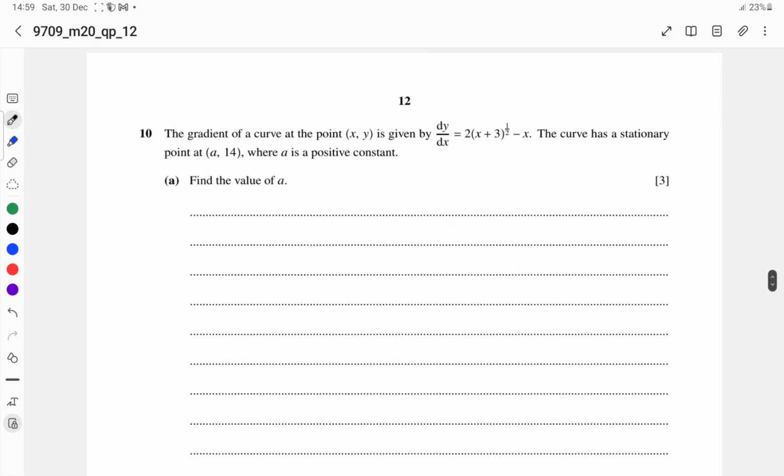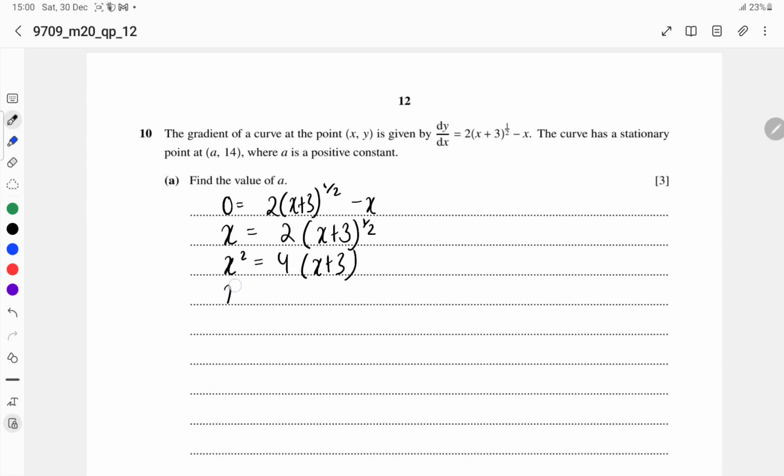The gradient of a curve at the point (x, y) is given by dy by dx equals 2 times (x plus 3) to the power of 1 by 2, minus x. The curve has a stationary point at this, where a is a positive constant. So we need to find the value of a. A stationary point is given wherever dy by dx is equal to 0. So 0 equals 2 times (x plus 3) to the power of 1 by 2 minus x. So this means that x should be equal to 2 times (x plus 3) to the power of 1 by 2. Let's square on both sides to get x squared equals 4 times (x plus 3).